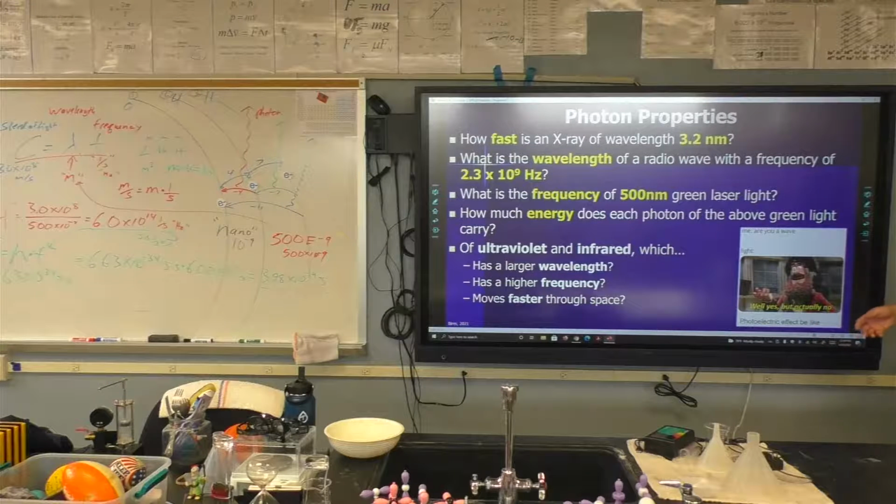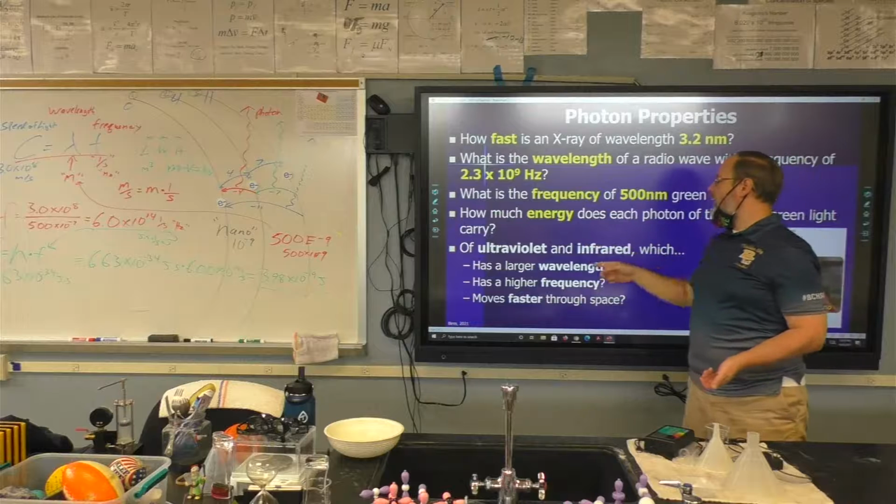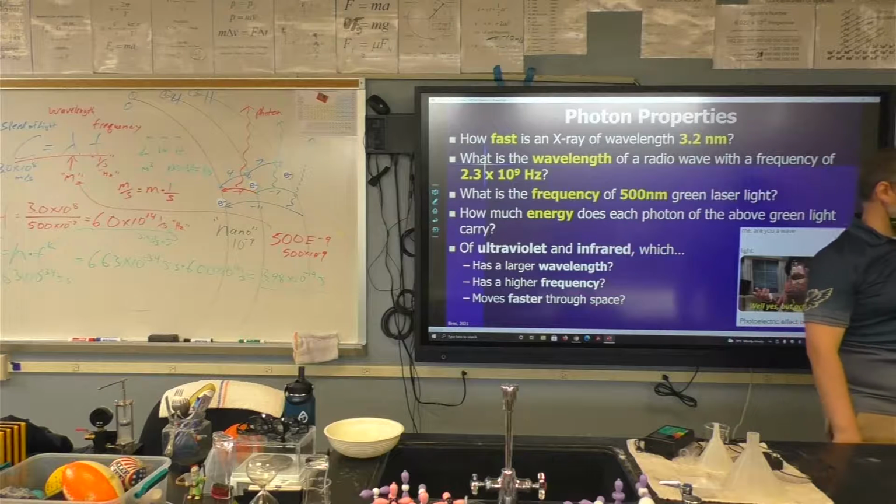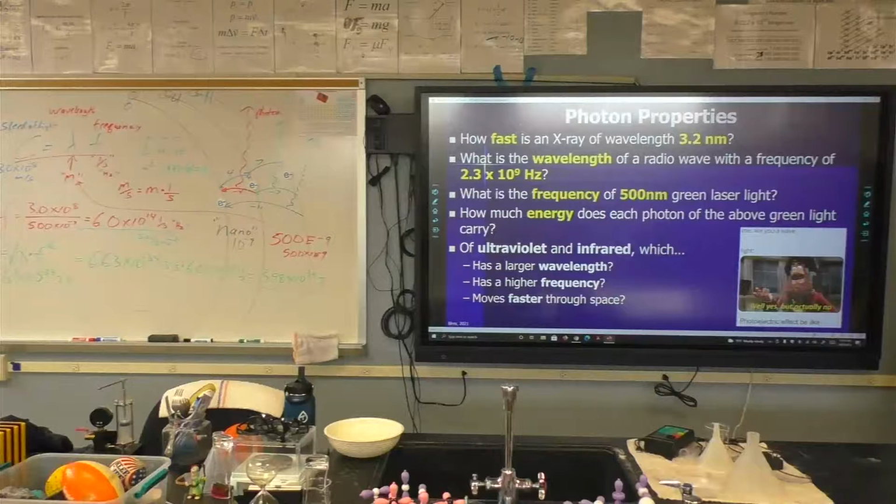Of ultraviolet and infrared: ultraviolet literally means above violet. So if you look at the diagram, which is on the board and up here, ultraviolet is that direction of violet. Roy G. Biv. Infrared literally means below red. So infrared is that way, below red. So answer the question. Of ultraviolet and infrared, which one has a larger wavelength? Take a minute and talk to your neighbor.